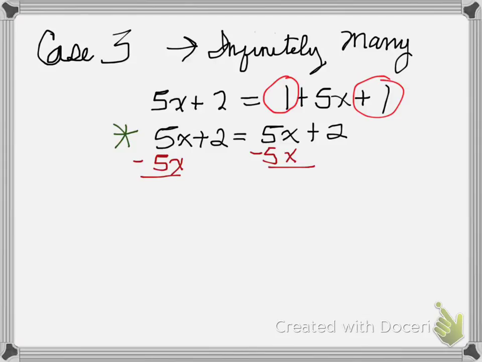And what do I get when I have 5x minus 5x? 0. So that's a 0. 5x minus 5x, that's a 0. So what am I left with? 2 equals 2. So this time, instead of it being a lie, false, it's true. So that tells me right there it's an identity. And so my answer would be infinitely many solutions.